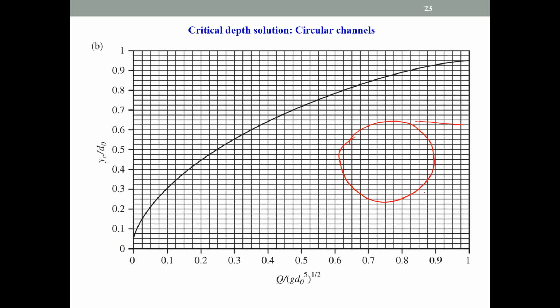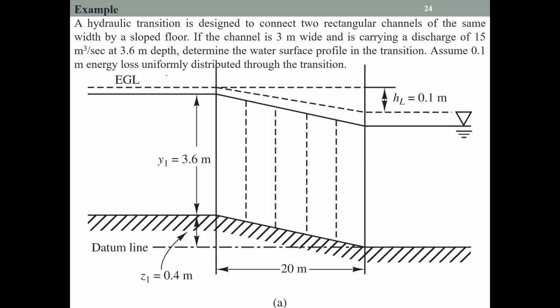Now, if we are using a circular cross section, then it is like this. We have the diameter, that is D naught, and this is the critical depth YC. So there again, you need the flow rate, acceleration of gravity, and diameter. By knowing them, you can find out the ratio YC over D naught, and then by knowing D naught, you can find out YC.